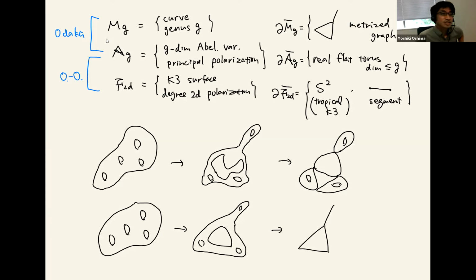I do not go into the detail for the M_g case, but we just see the picture. This is a curve of genus 4. Then it deforms in this way, and then we have a singular curve with some node singularity. And these are called stable curves, and parameterized by the so-called Deligne-Mumford compactification.